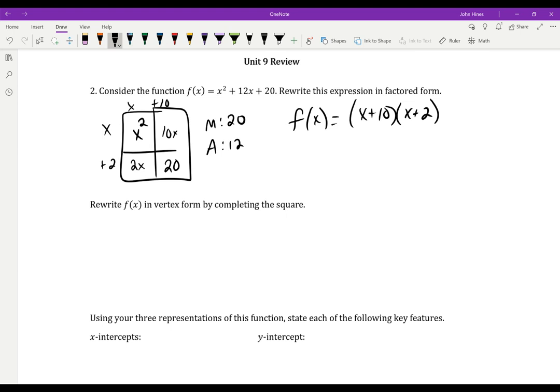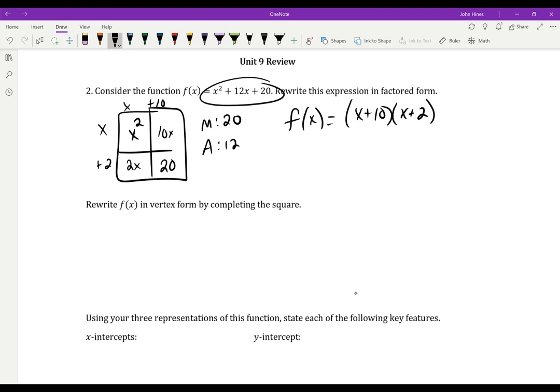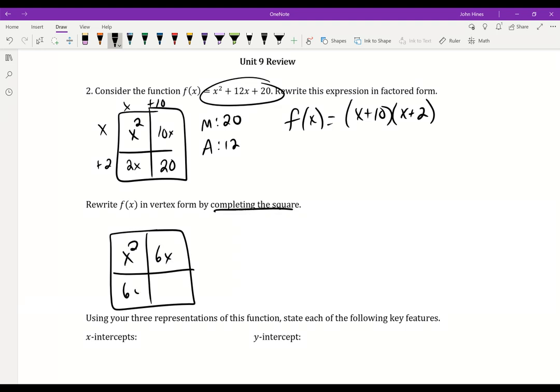And I'm going to rewrite it in vertex form by completing the square. So I'm going to start again at standard form. But this time when I make my box, I'm going to rewrite it in vertex form by completing the square. So I'm going to cut my middle term in half. Notice it's a different process than factoring. It's the same box idea, but it's a completely different process of using our tables, using the box.